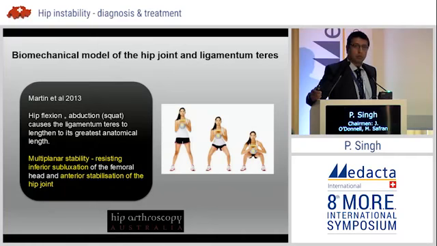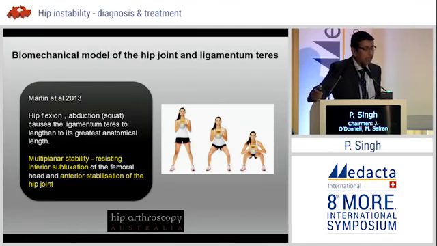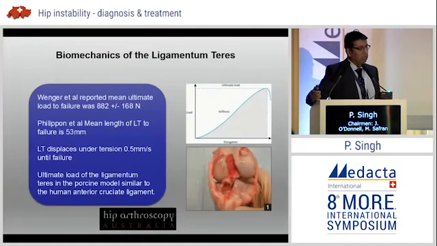So when we talk about the biomechanical model of the hip joint instability, we can go through the different structures. So when we talk about the ligamentum teres, we know Hal Martin has led the way in talking about the biomechanics. So if you perform basically a squat or a deadlift, we know we stretch the ligamentum teres maximally in length. And in this position, the ligamentum teres is trying to resist inferior translation and also anterior translation.